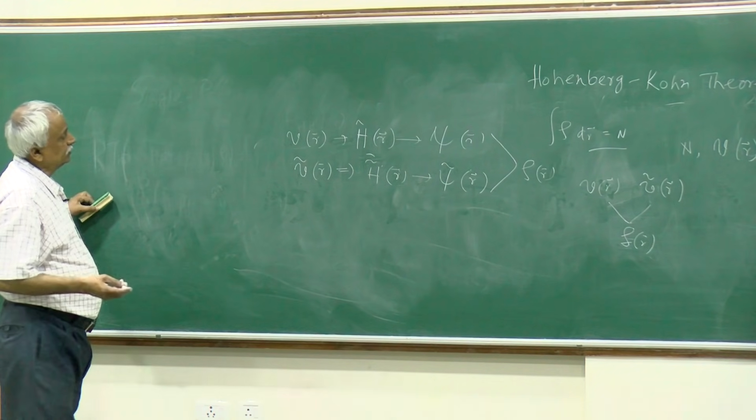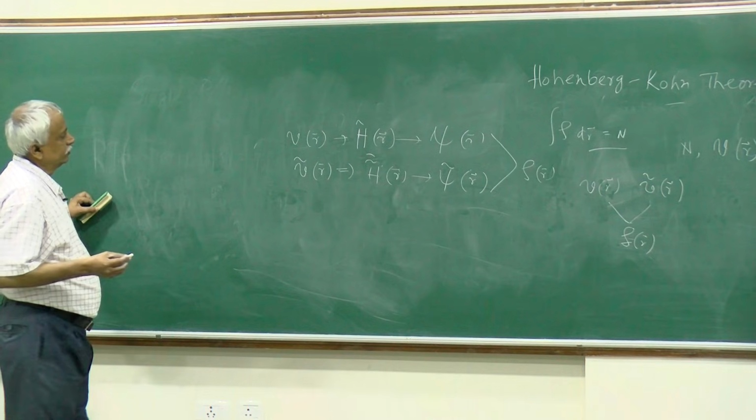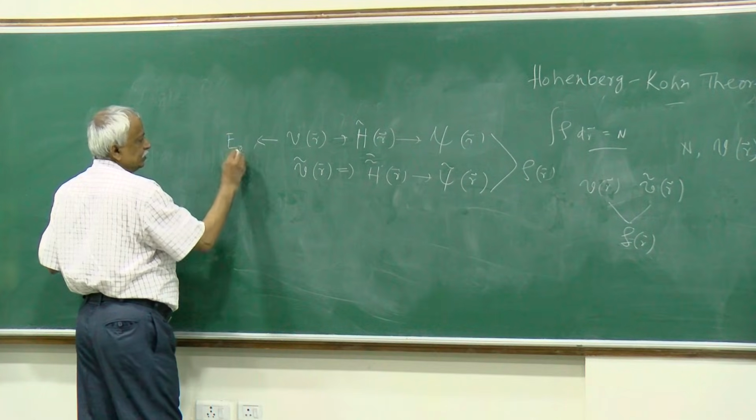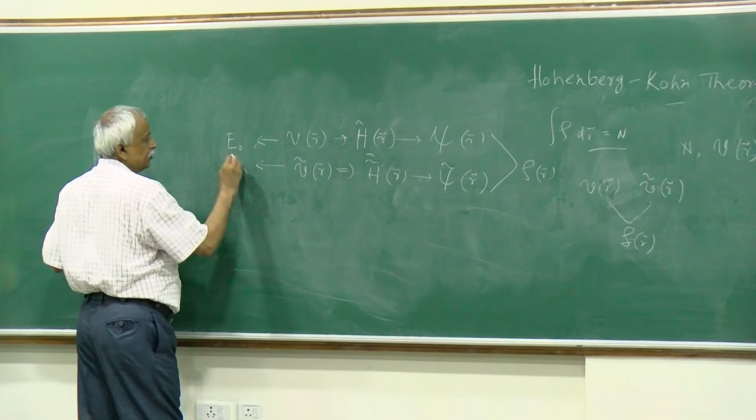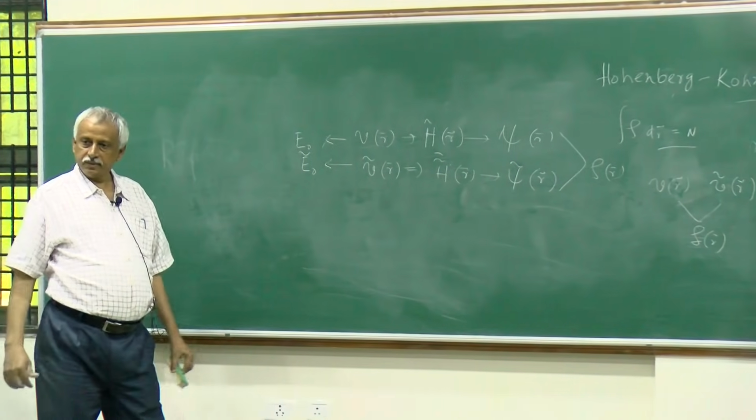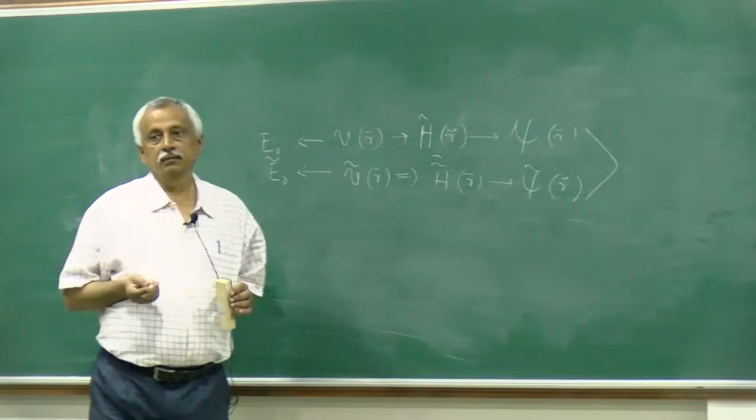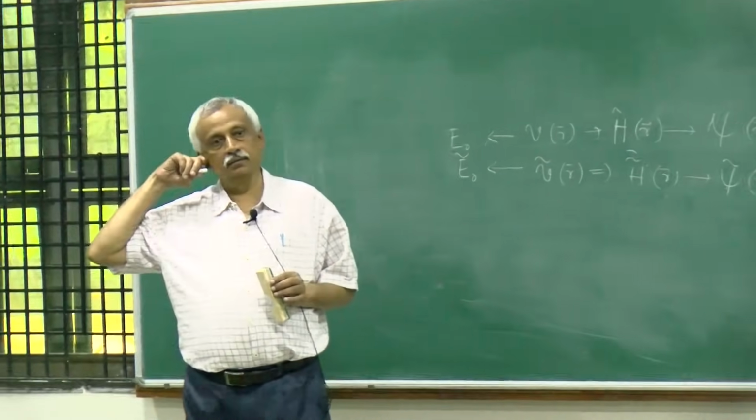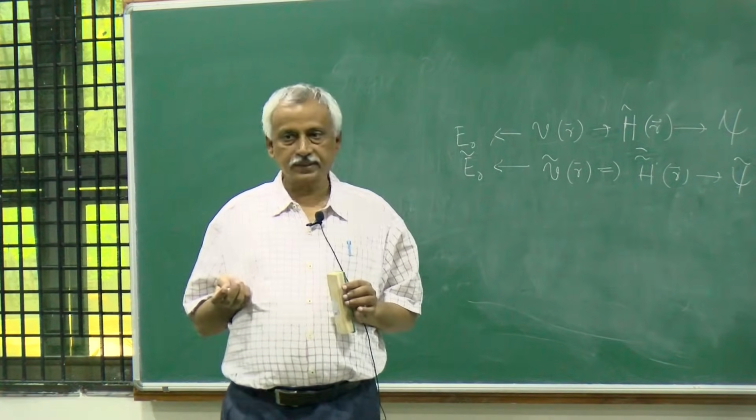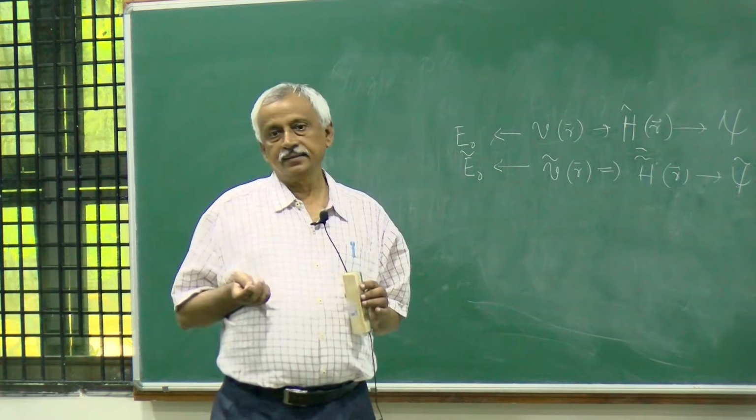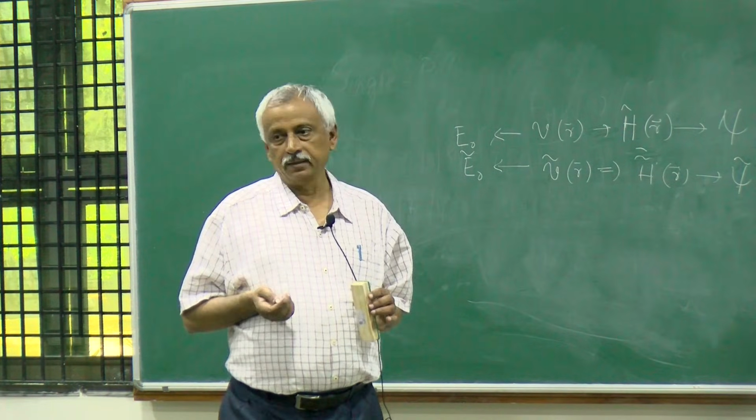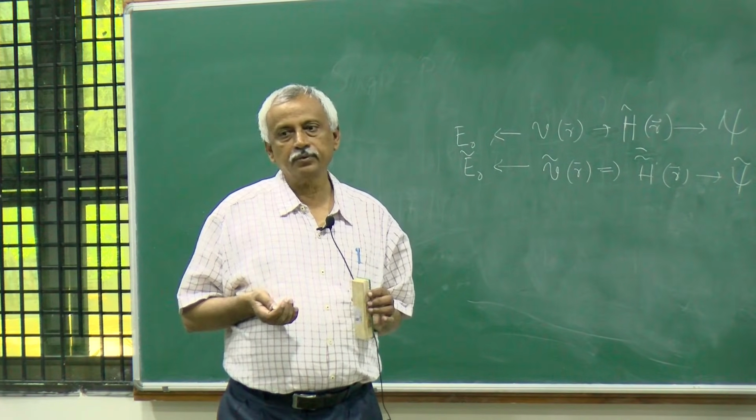So let's say the energy corresponding to this is E0 and the energy corresponding to this is E0 prime. If you know the Hamiltonian and the wave function, in the Schrodinger equation you also get the energy values. So we have started actually with the Hohenberg-Kohn first theorem that says that external potential can be obtained within a trivial additive constant from the density.